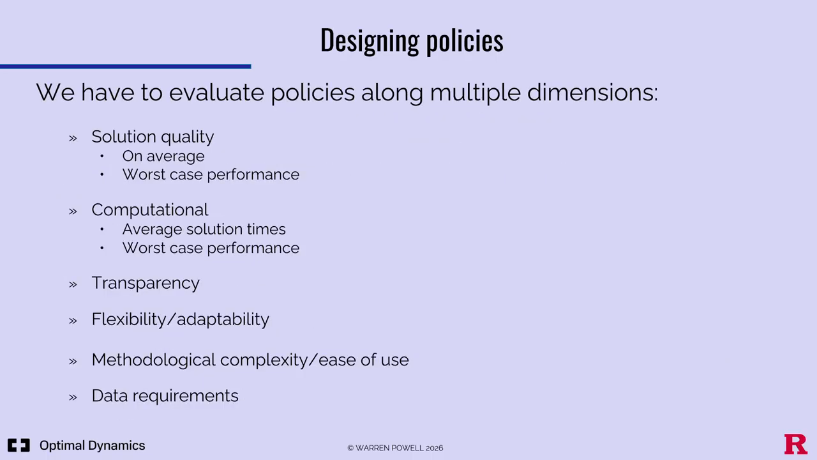Now, how to evaluate policies? It's not just who's got the lowest cost or the highest profit. There's 6 different categories. So sure, solution quality and how well it works on average over time does matter, but so does worst case performance, and computational time, since sometimes it can take a long time to solve these. Transparency: can I understand why it made a decision? Is it flexible, can it adapt to new conditions? How complicated is it if I have to do the coding, and what are the data requirements?